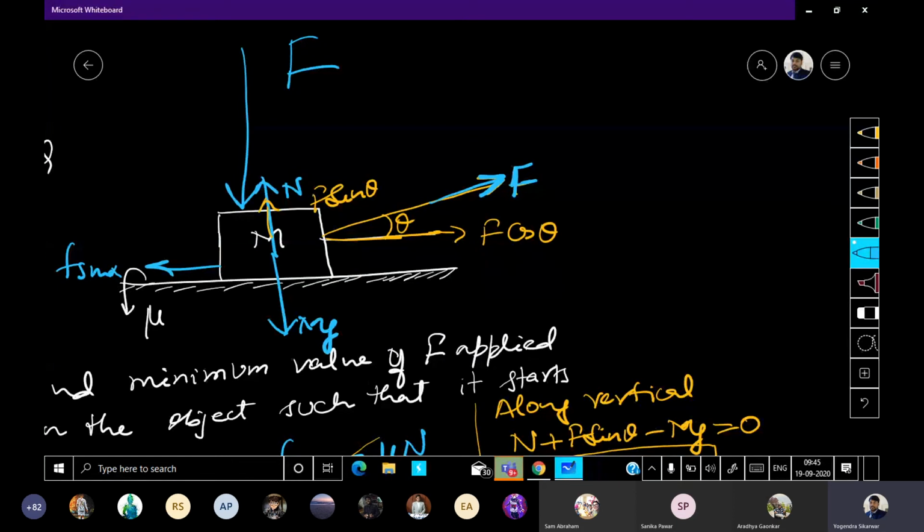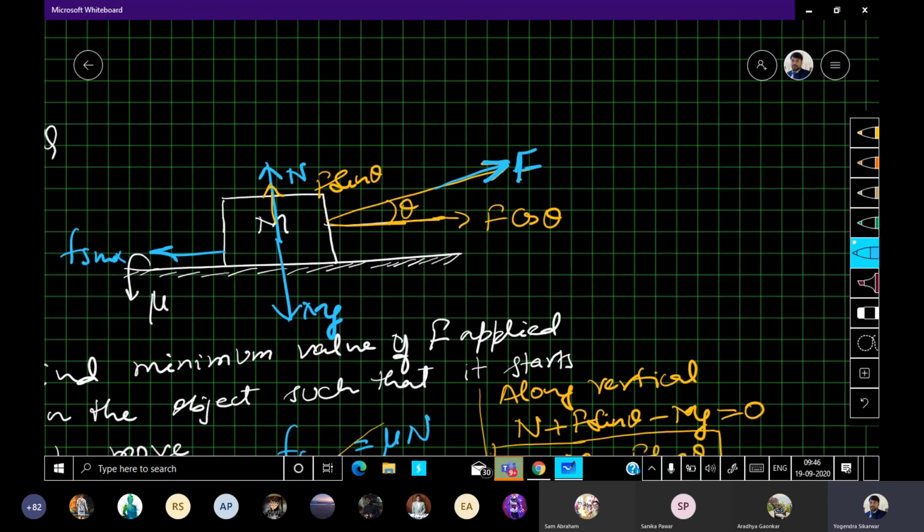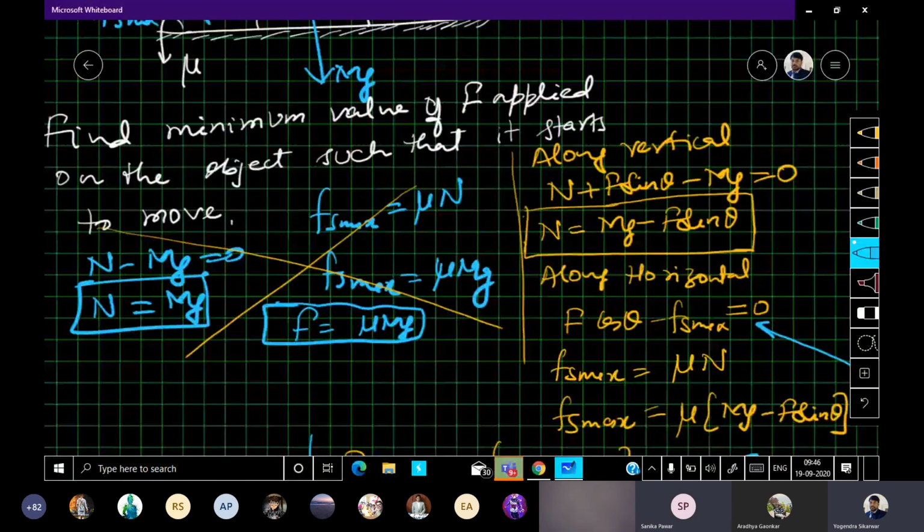Our intention is to move the block with minimum effort. Our intention is not to allow the block to move. Okay? Okay, sir. The way you are trying to say that it is maximum, you have not calculated the maximum. Maximum can be infinity. Yes, sir. Got it.